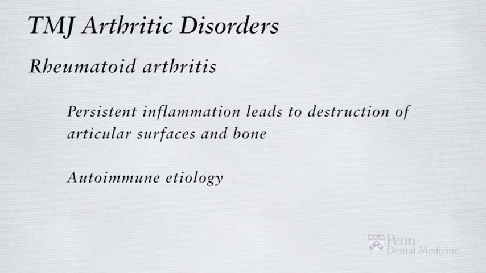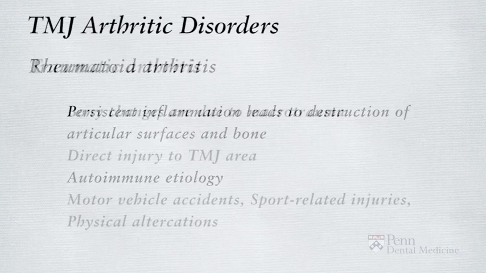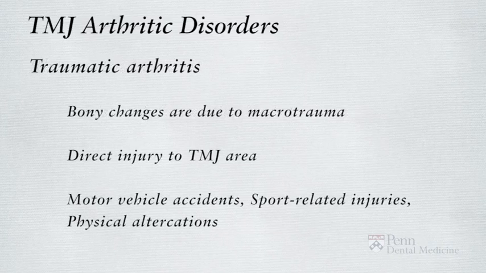In my practice, I have seen several adolescents and teenagers complaining of TMJ arthritic pain, and after appropriate evaluation were discovered to have juvenile idiopathic arthritis, historically known as juvenile rheumatoid arthritis. Finally, traumatic arthritis can cause signs and symptoms of TMJ arthritic pain as evidenced on clinical examination and radiographic imaging. This type of arthritis manifests as bony changes that develop secondary to sudden macrotrauma, the most common being direct injury to the TMJ area from incidents such as motor vehicle accidents, sports-related injuries, and/or physical altercations.